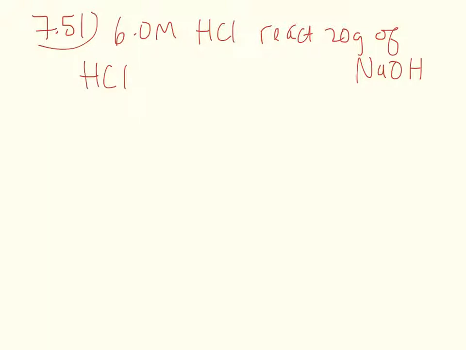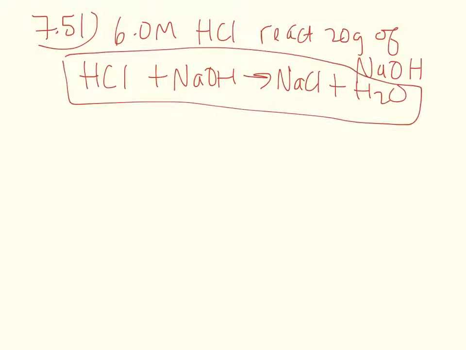So we have hydrochloric acid plus sodium hydroxide will give us sodium chloride plus water. And we've seen this equation in our labs several times now. What we're going to do is first recognize that when we look at 6 molarity, what that's really referring to is that for every liter of solution, we have 6 moles of hydrochloric acid.